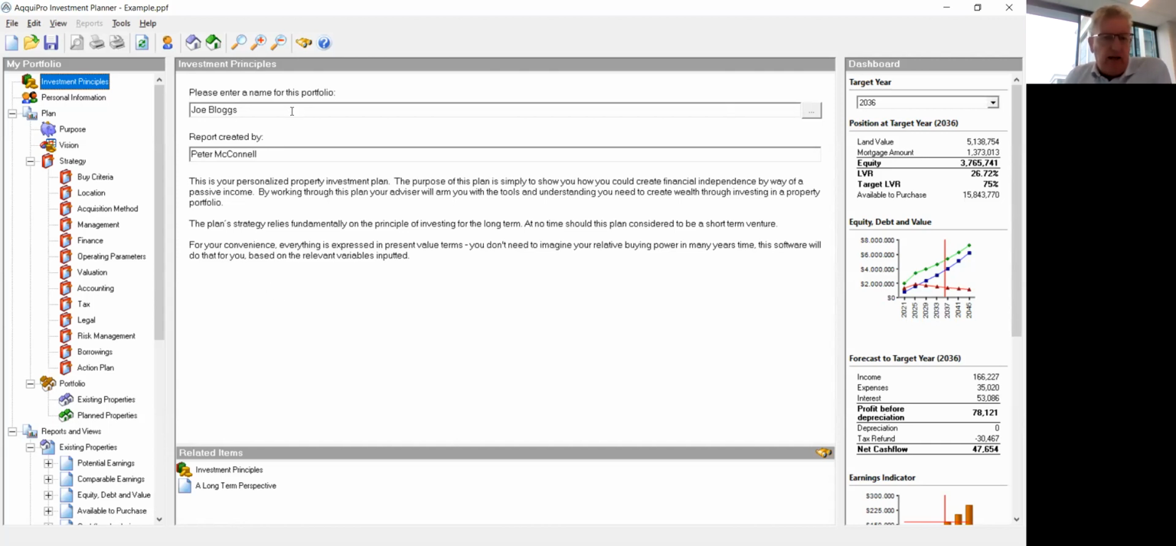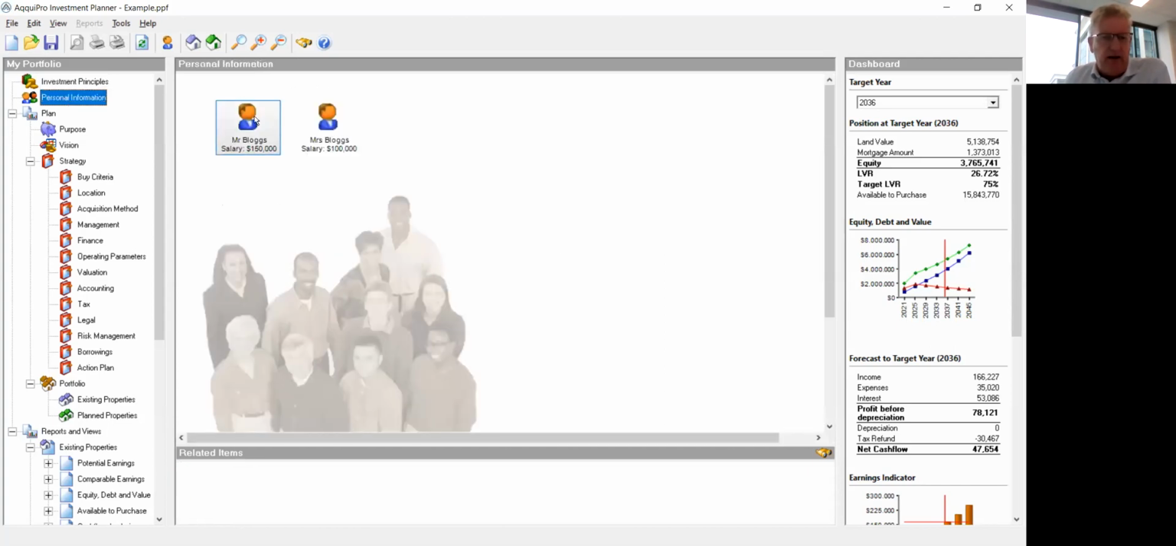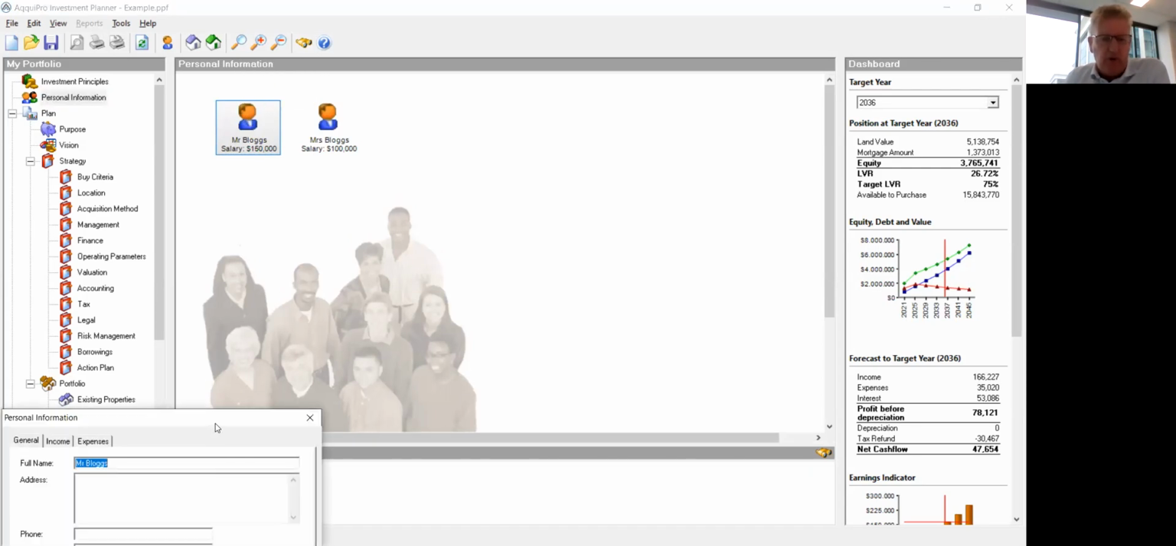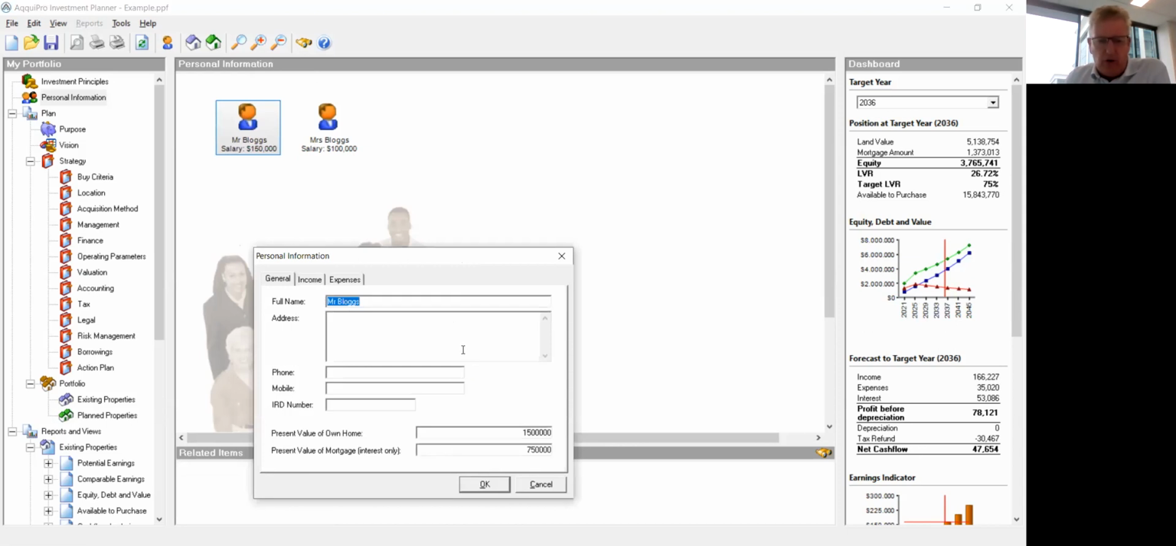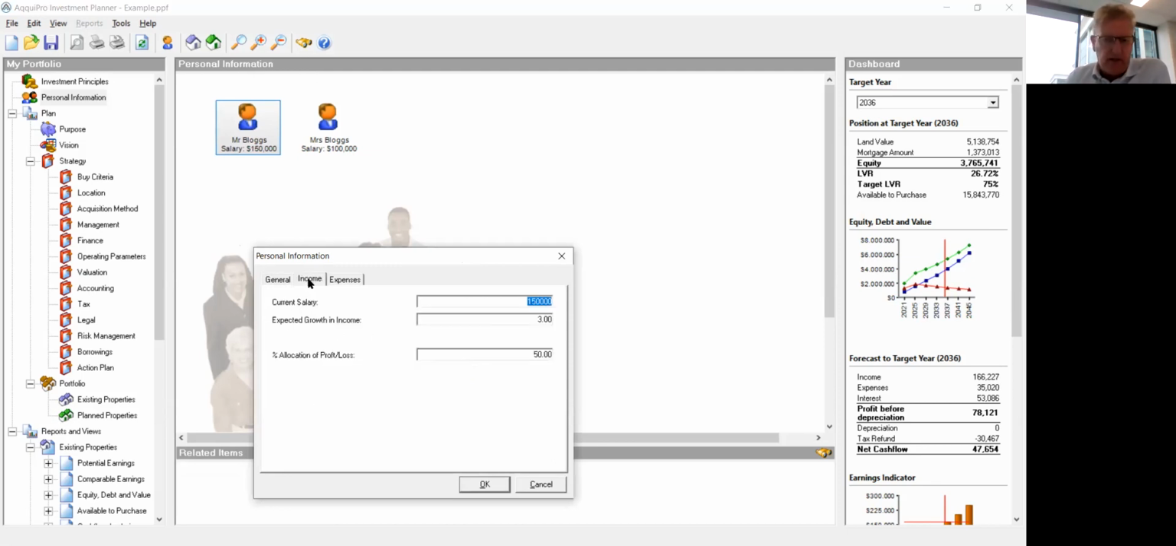Start off by entering the name of the person or couple or family trust that you're planning for, who reports it. As you can see, then you have the opportunity to add in salary information for a couple, for example. So here we can add in Joe Blogs, value of their home, value of their mortgage, personal details like their address, what their income is, expected growth in income, and allocation of the loss to, and that's of the properties that they're going to purchase, expenses and things like that.